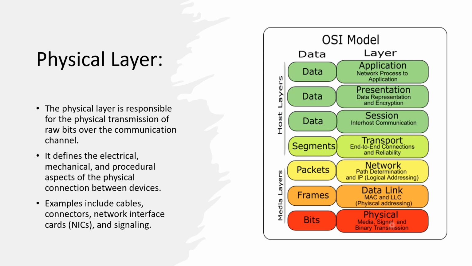Physical layer, the data will be in bits. Data link layer, the data will be in frames. Network layer, the data will be in packets. Transport layer, the data will be in segments. Session layer, presentation layer and application layer, the data will be in data only. So let's discuss data link layer.